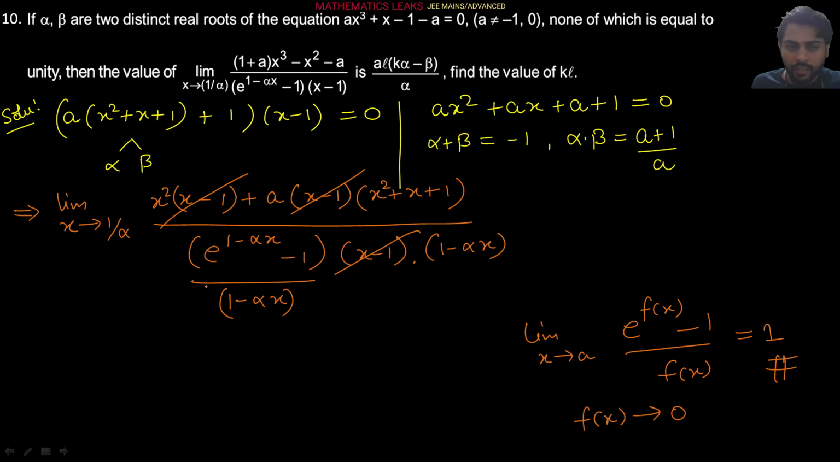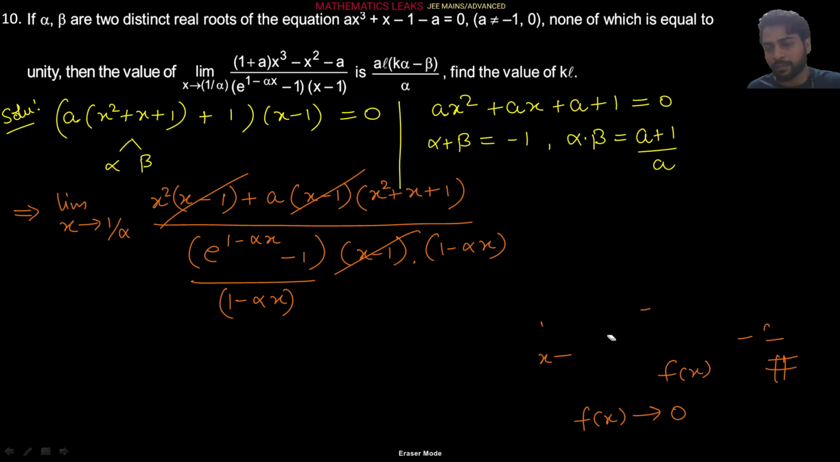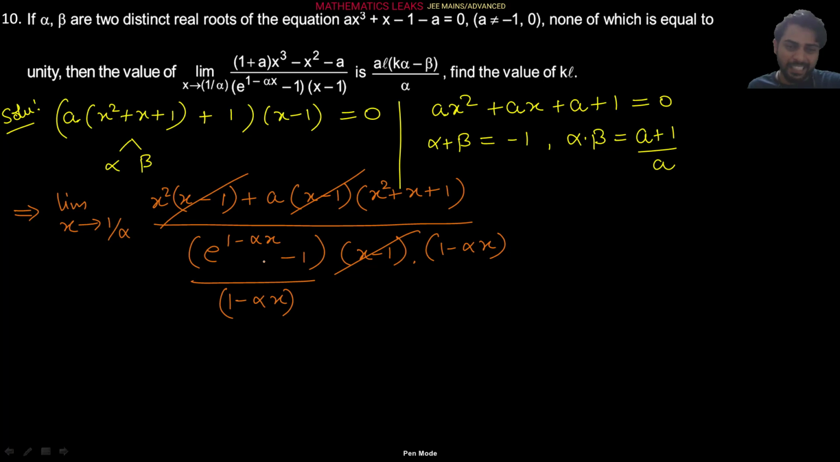And also now limit x approaches to 1 upon alpha, e to the power 1 minus alpha x minus 1 upon 1 minus alpha x can be written as 1 here using this frequently used limit, correct? Now 1 minus alpha x is our f(x) which is approaching towards 0 on applying this limit here. So this quantity is equal to 1. So I am just erasing this, that I had indicated that I am using this frequently used limit. So that is coming 1 only, correct? So limit x approaches towards 1 upon alpha.